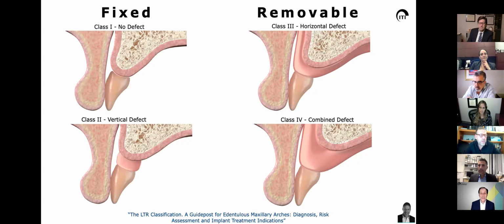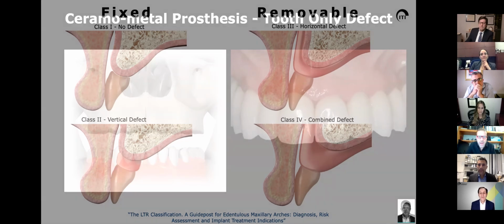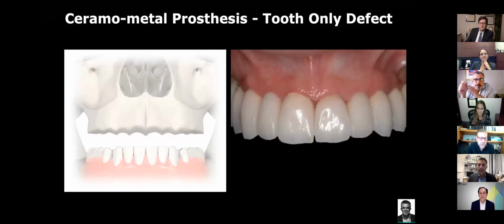Maybe we can discuss this during the Q&A, but I think it's fundamental for us as clinicians, as restorative dentists, surgeons and dental technicians to have these discussions, because ultimately, I believe that without this communication and these conversations, we can potentially incur prosthetic, surgical, or technical mistakes. So with that, I'm going to hand it on to Ed, who is going to talk about the tooth-only defect, which he describes here.